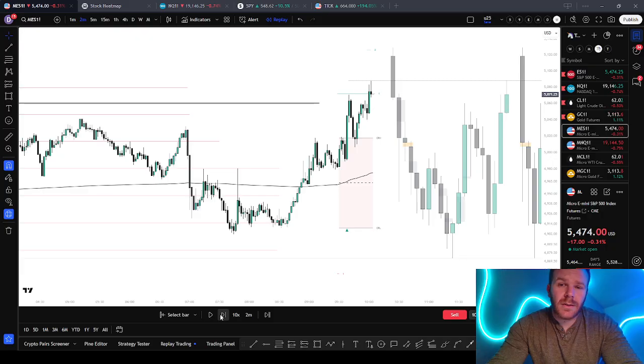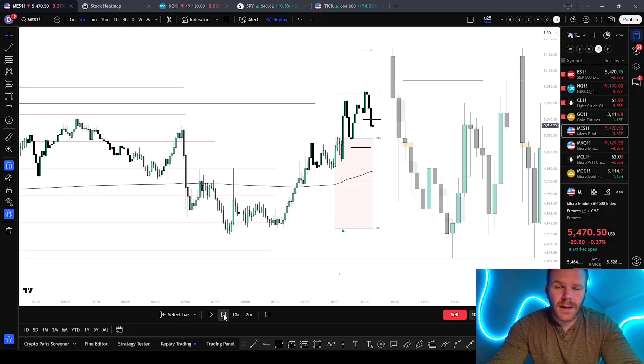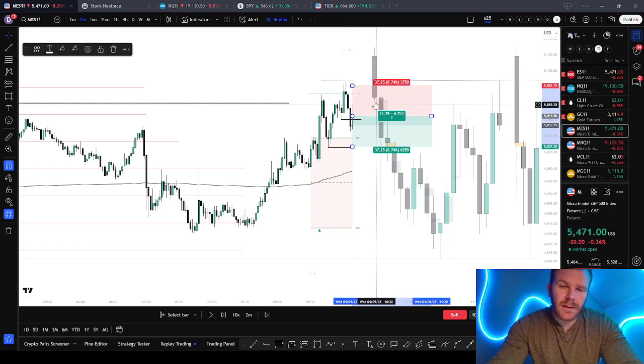So I'm looking at this point, I'm looking for a market structure shift, and I don't see one. We have higher lows. I'm looking for one of these to get taken out with a fair value gap. And there you have it. So this would be an entry for me, and this is where I took the trade today.